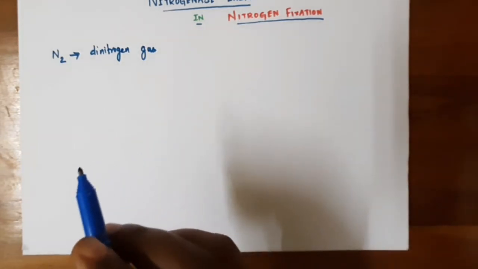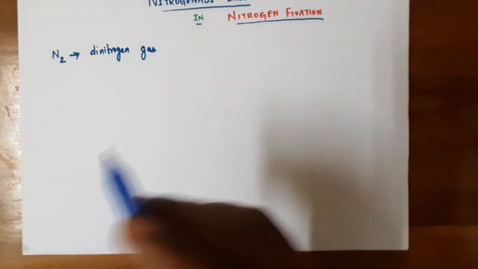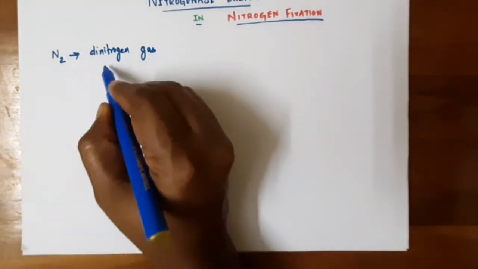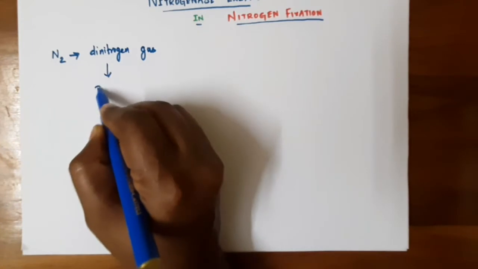On earth, the natural element nitrogen exists as dinitrogen, a gas. So first this nitrogen is converted into a specific form which is useful for all living systems. Basically, the nitrogen which exists on earth is very inert.